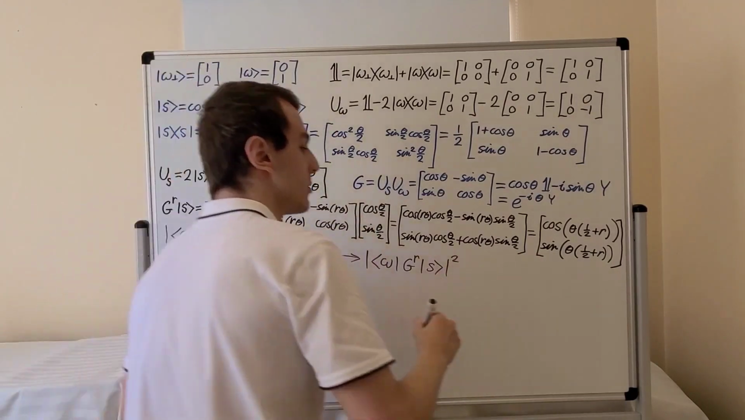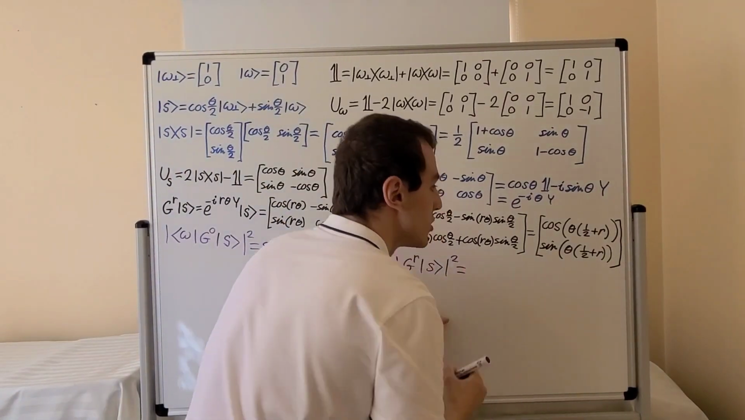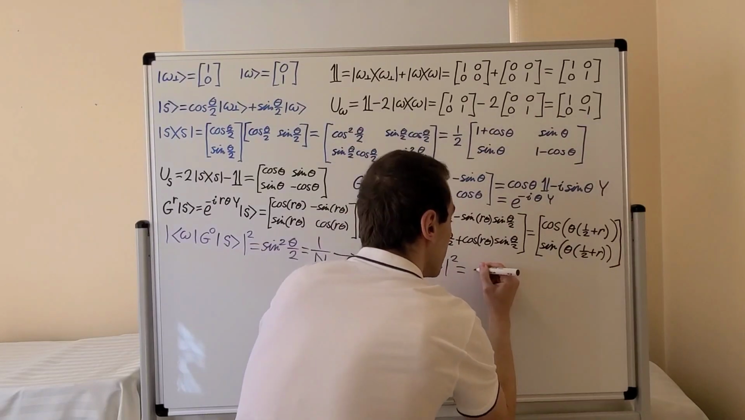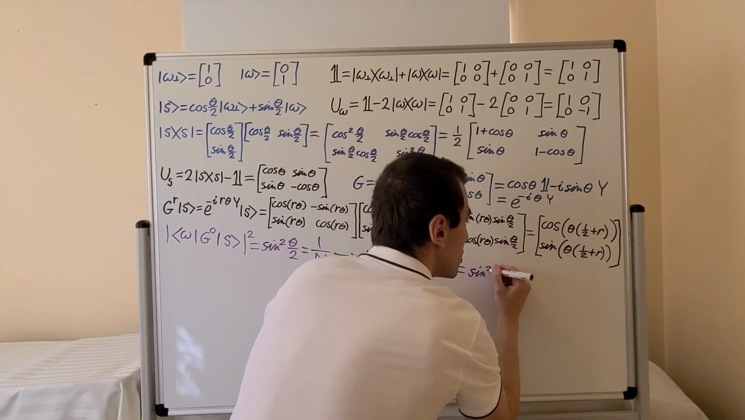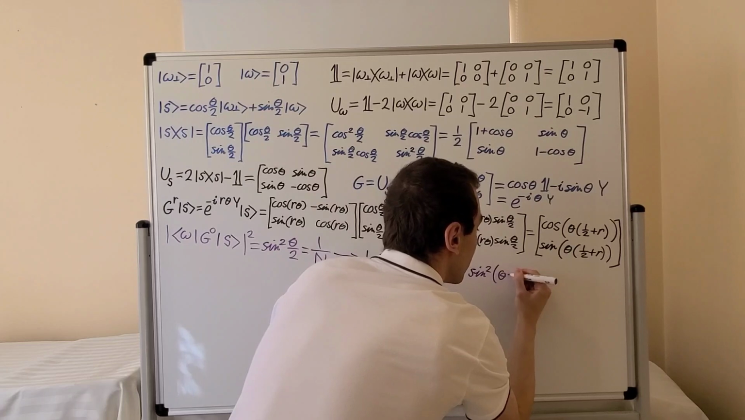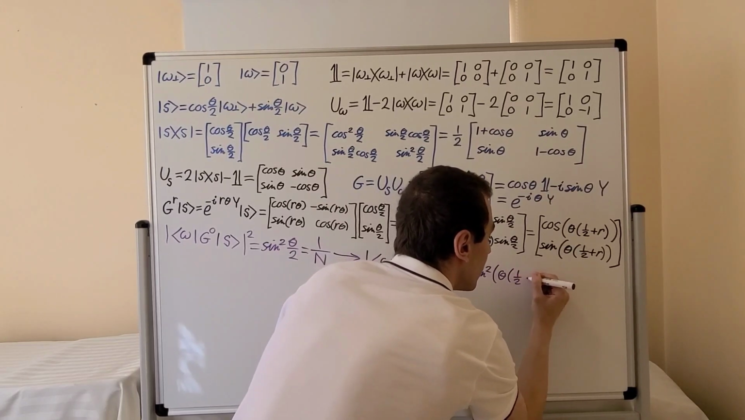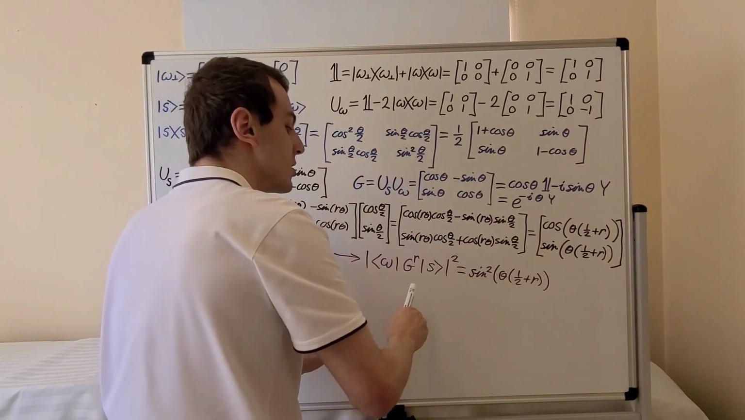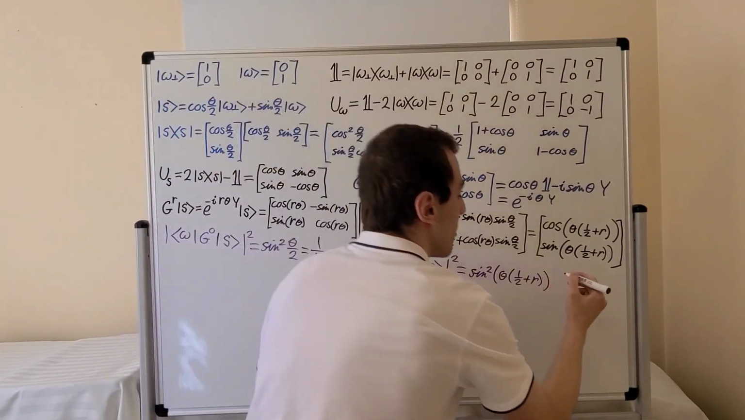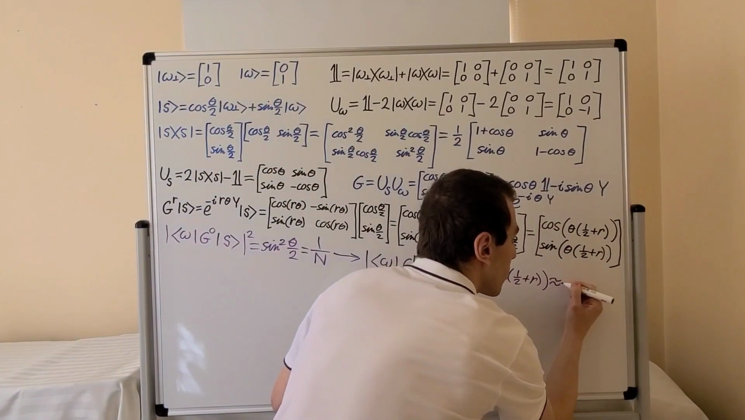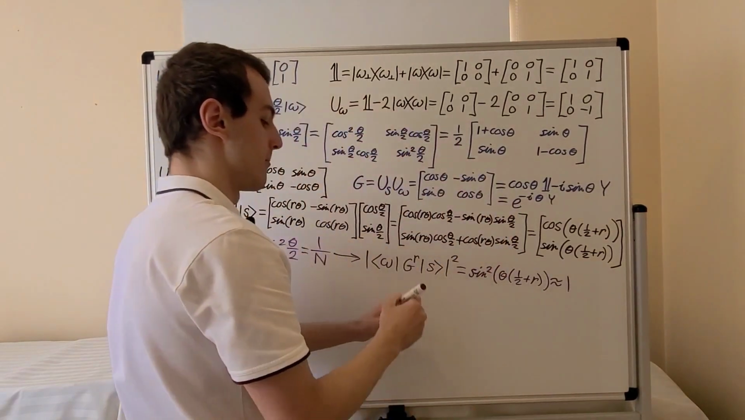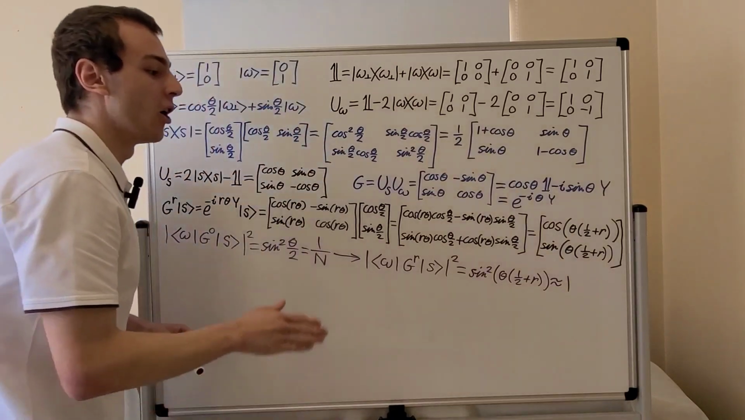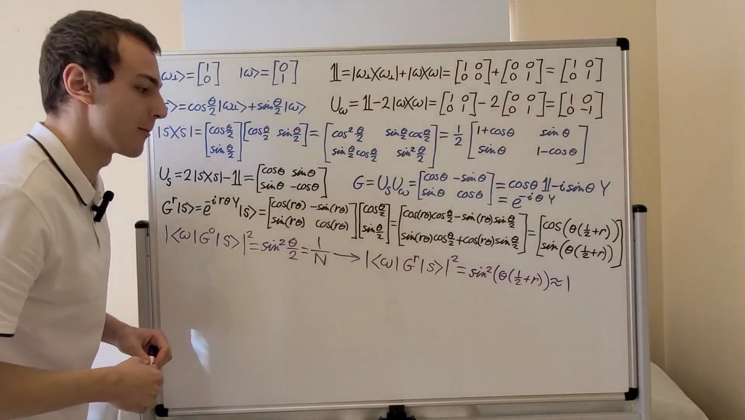And what is that probability going to be? It's going to be equivalent to this object over here squared. So we're going to have sine squared of theta times 1/2 plus r. And we want to find the value of r which maximizes this. So we want this to be approximately equal to 1. And a probability of 1 means you have a 100% chance of measuring the state omega.